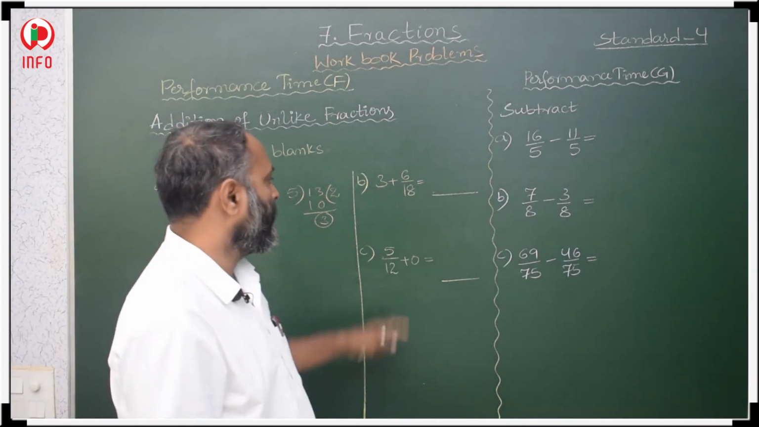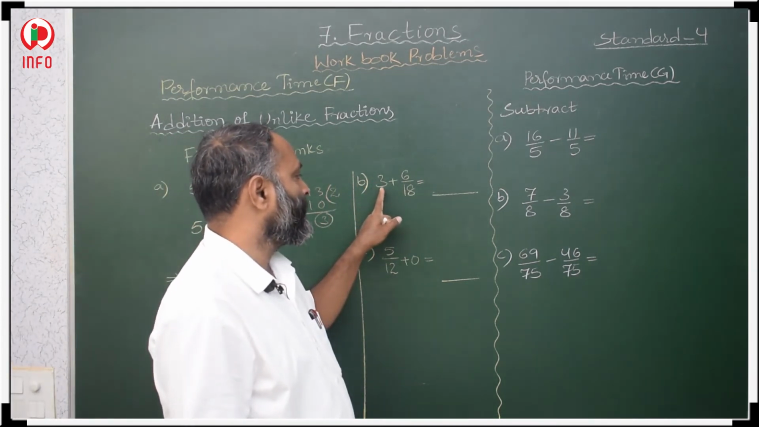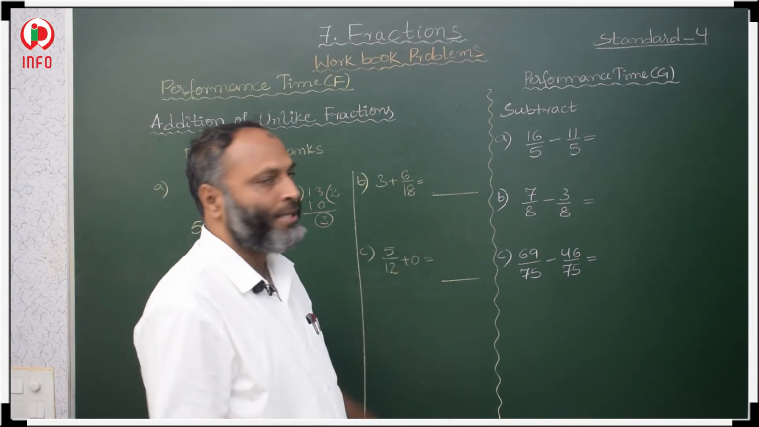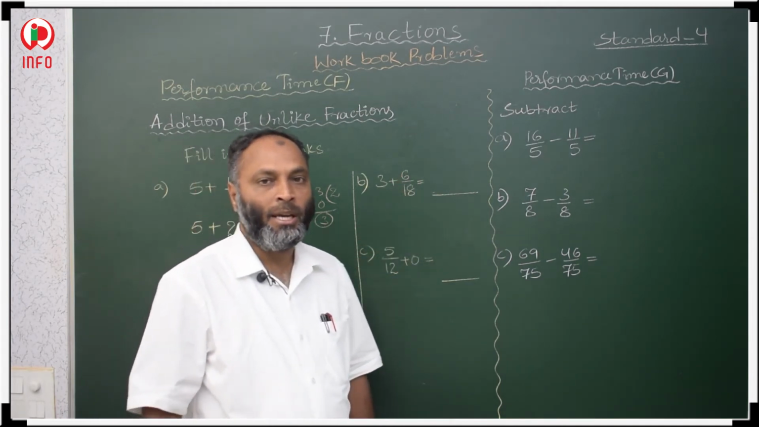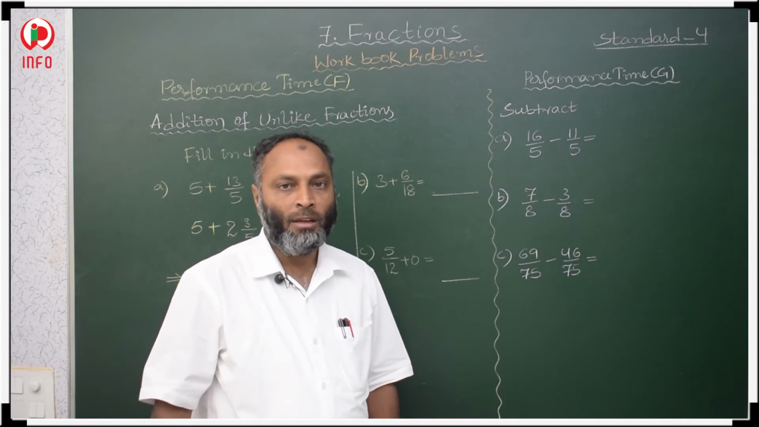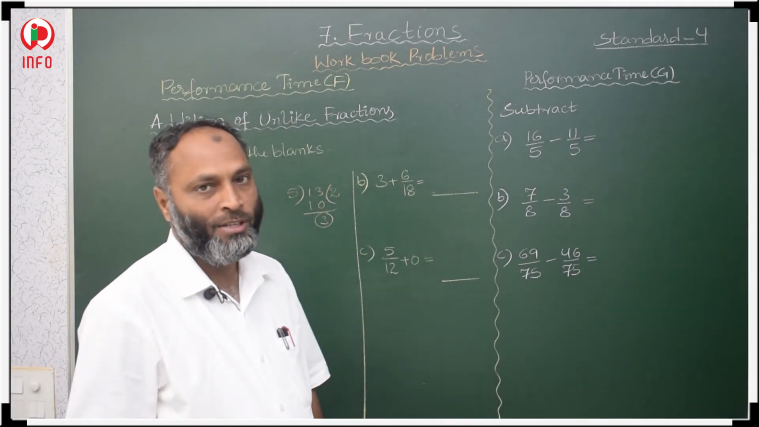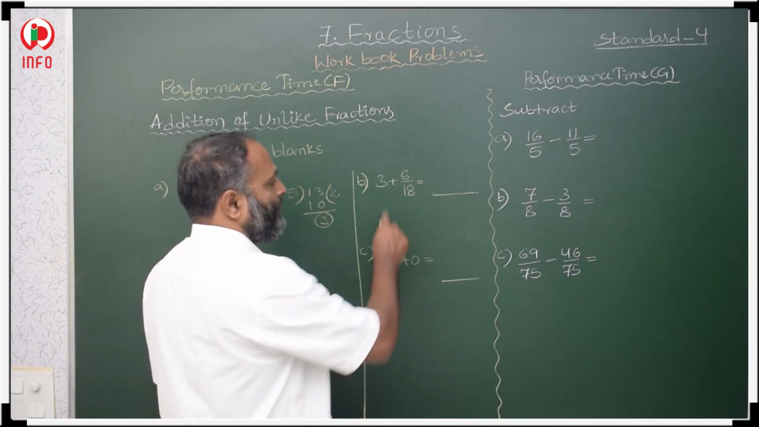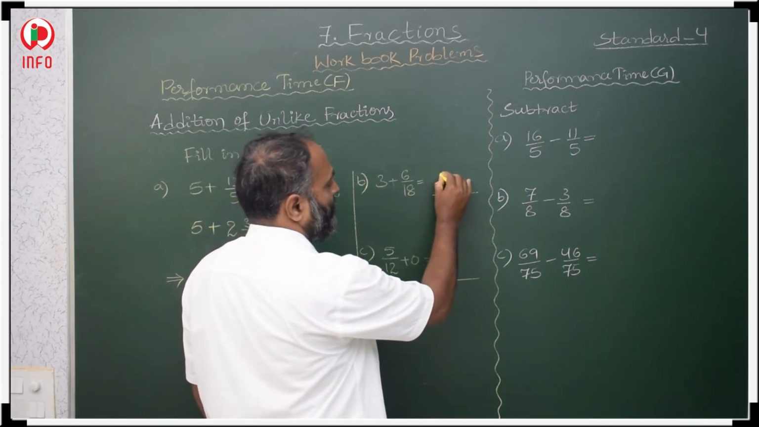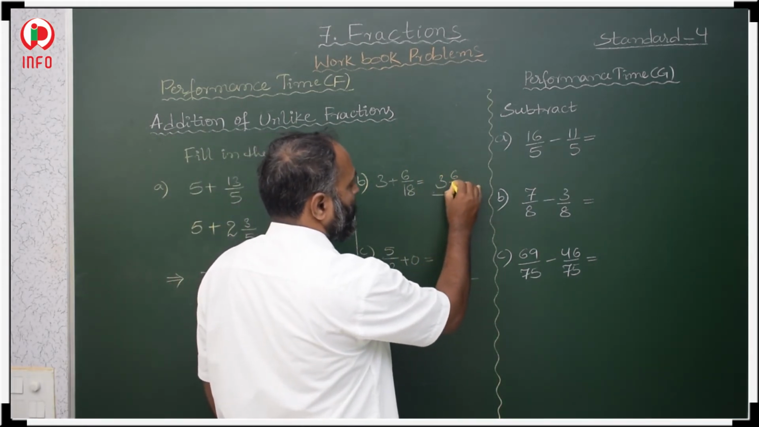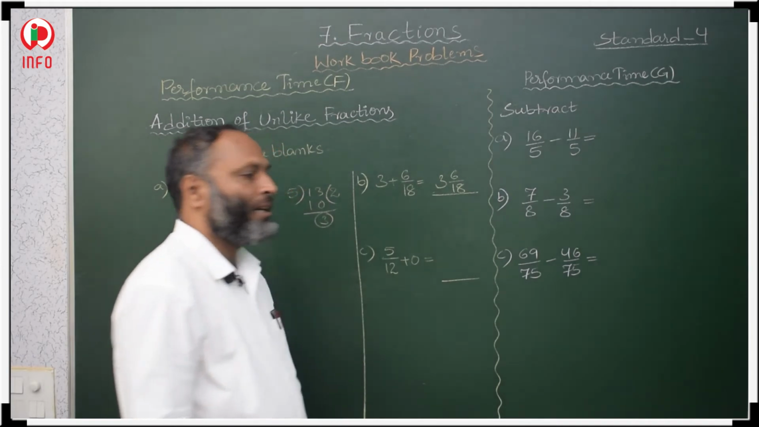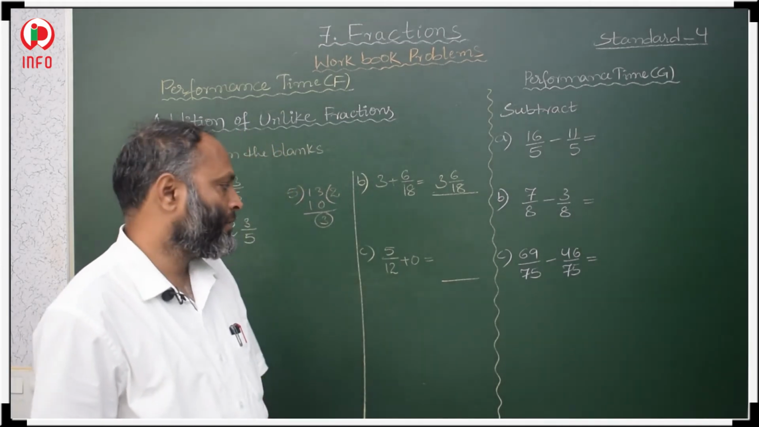Next, the second question is 3 plus 6 by 8. 6 by 8 is a proper fraction. When a proper fraction is given, no need to change further, just remove the plus and write 3 6 by 8. So, this is our answer, that is it.